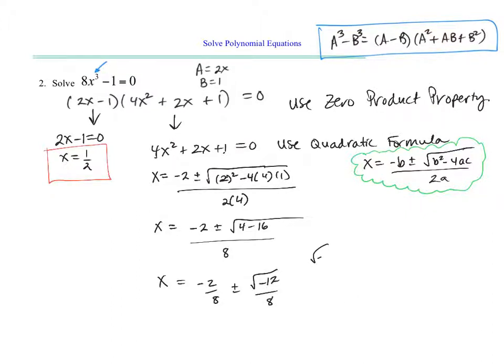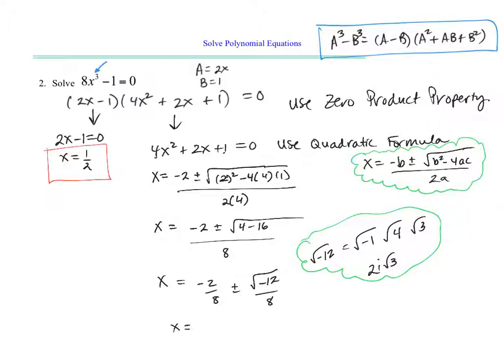And that negative 12, I could factor as negative 1 times 4 times 3, so that would simplify as 2i times the square root of 3. All right. So then we can simplify this just a little bit more, and we would get x equals negative 1/4 plus or minus 2i root 3 over 8, and then my 2 and my 8 could simplify, so it would be i times root 3 over 4, and that is done.